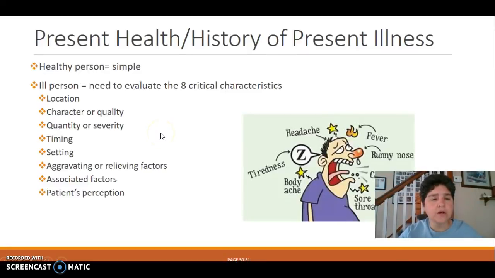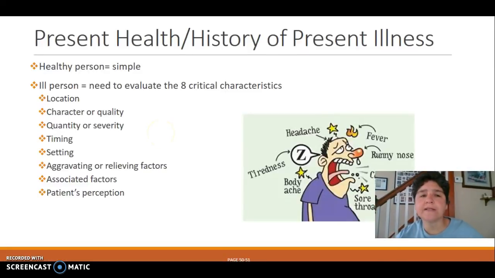Okay, welcome back. So I want to just touch a little bit more on patient's perception. I think this is one of the most important things for you to learn. What one person thinks of an illness or pain and how it affects them is very different from the way another person thinks it affects them.